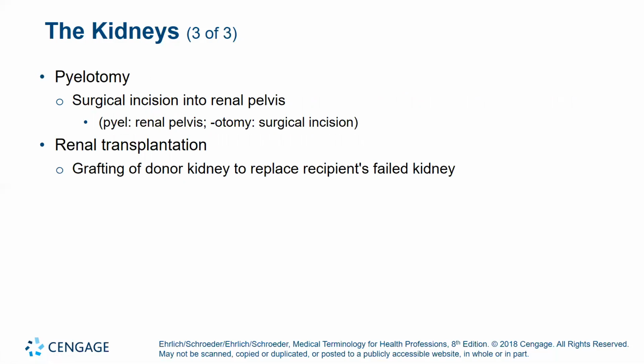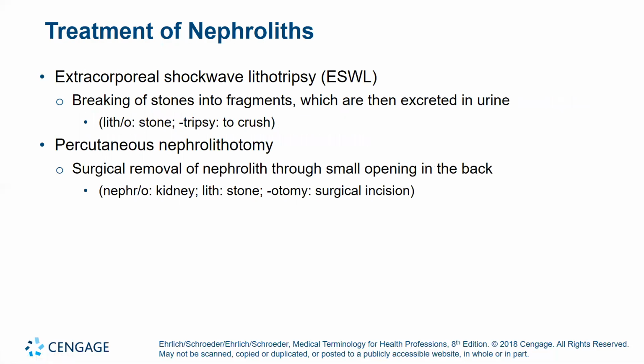Pyelotomy, surgical incision of the renal pelvis. Then we have a renal transplantation. This is where they graft a donor kidney to replace recipient's failed kidney. Treatment then of nephroliths. They can do the ESWL. This is the shockwave lithotripsy, where they actually crush stones. Litho is stone, tripsy is to crush. The other is percutaneous nephrolithotomy. This is a surgical removal of nephrolith through small opening in the back.